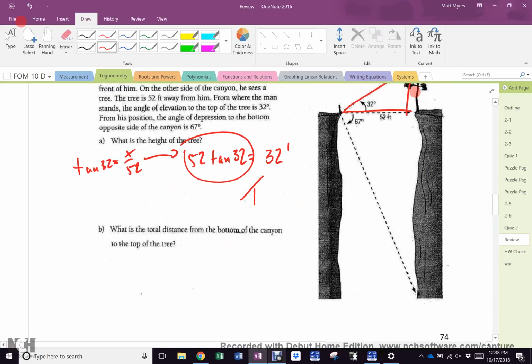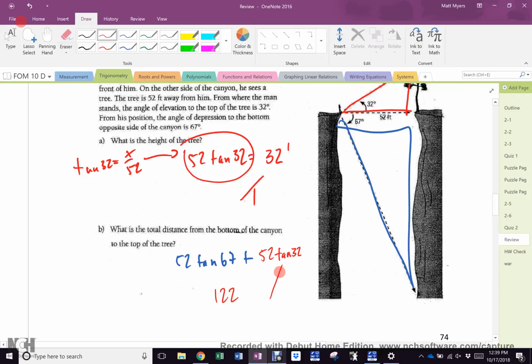Part 2. Total distance from the bottom of the canyon to the top of the tree. Well, that's this blue triangle, which is 52 tan 67 plus this. Now, should you do plus 32, or would you be better to do 52 tan 32 again? That is better, because this has been rounded. Do I really care? No. And the answer is something like 122.